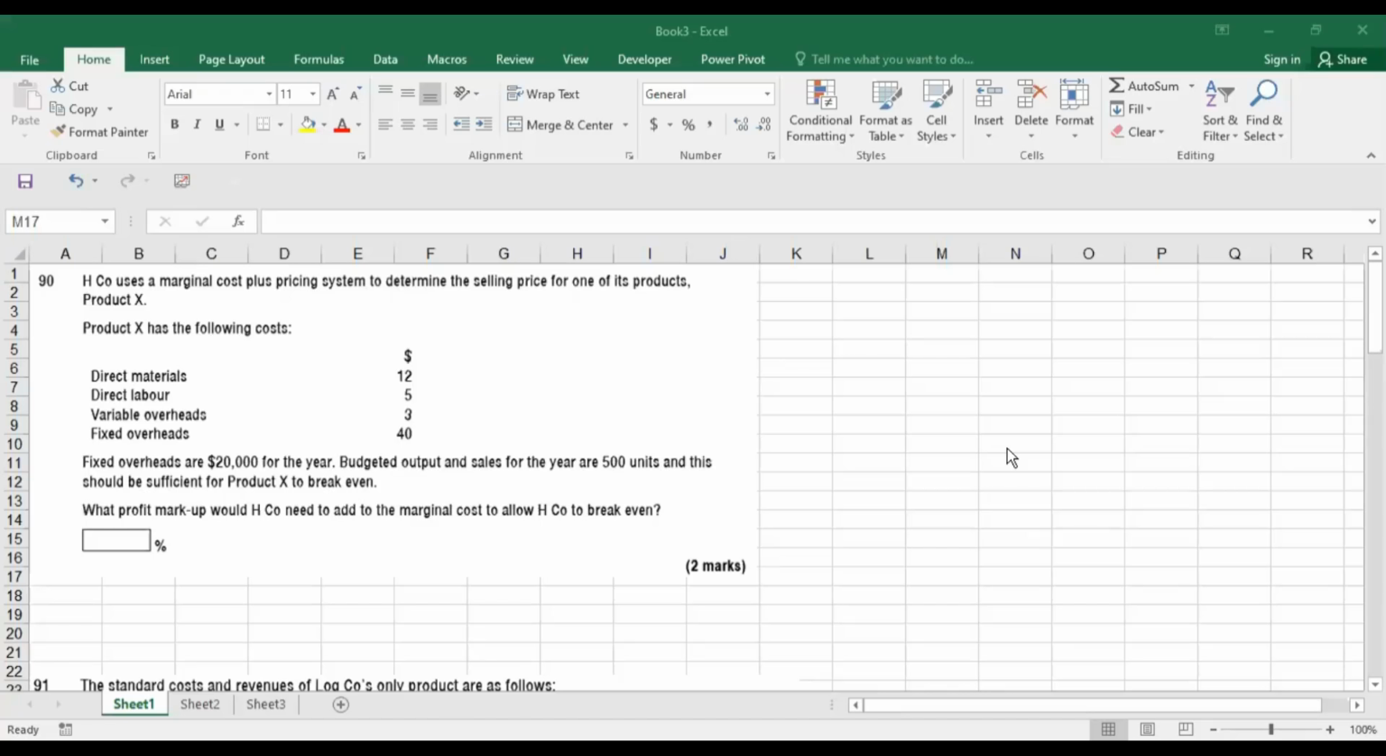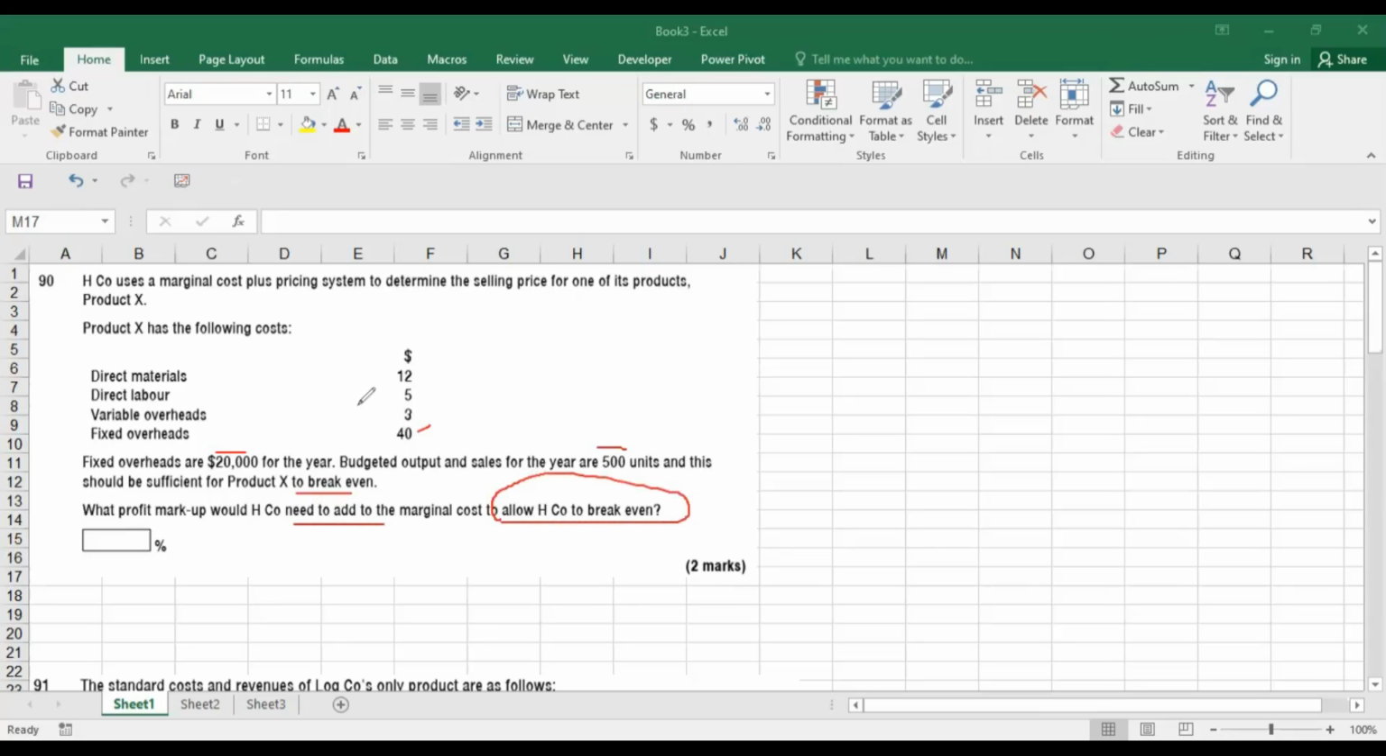Fixed overheads are $20,000 for the year. So this is $40 fixed overhead which they have given you. This one is per unit, but your total fixed overhead for the year is $20,000. Budgeted output and sales for the year are 500 units, and this should be sufficient for product X to break even. What profit markup would each company need to add to the marginal cost to allow each company to break even?